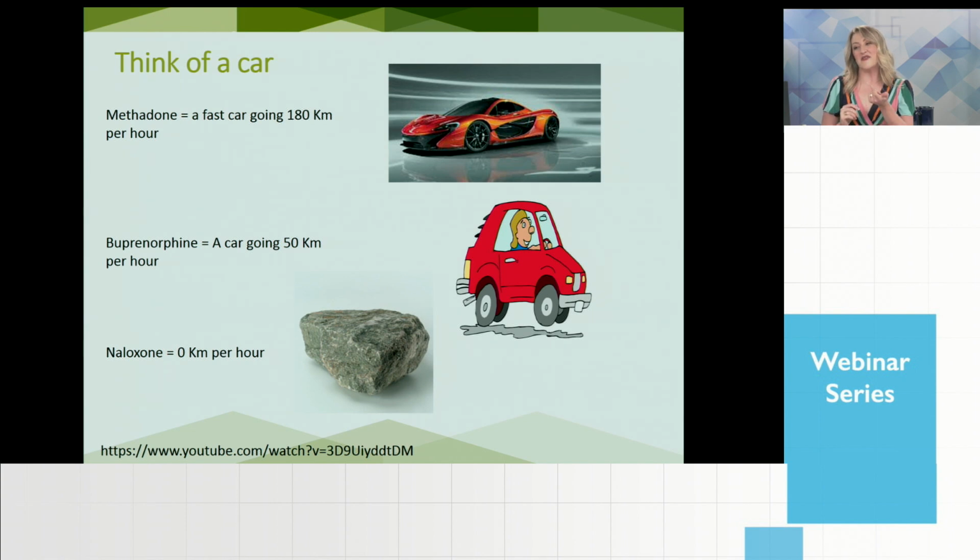I will say that this car analogy, it's not my own. I had first heard it from Dr. Christy Sutherland, who works out of the downtown east side in Vancouver, and I found it's been a really great way of explaining these concepts.